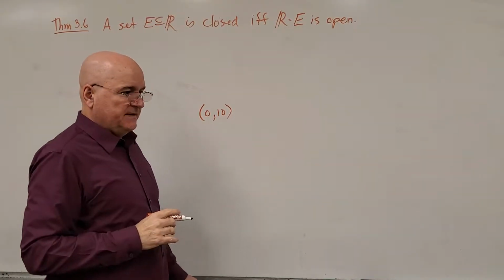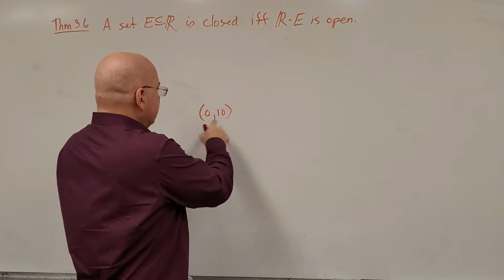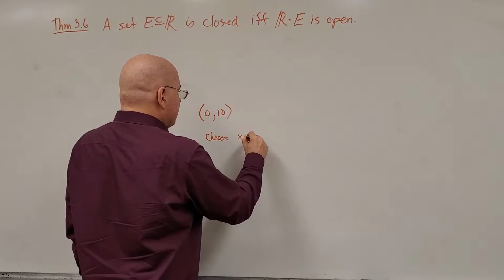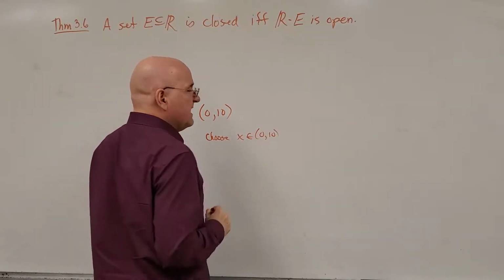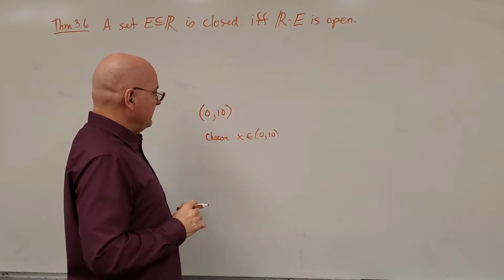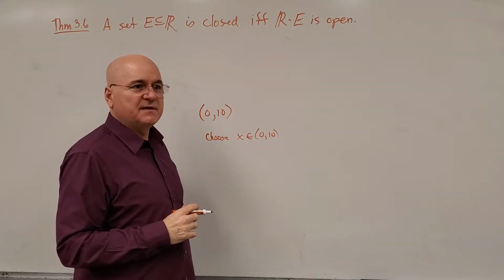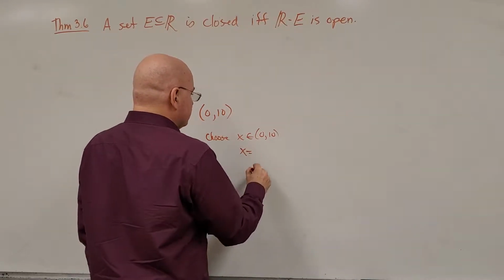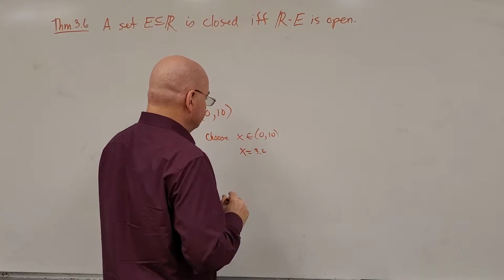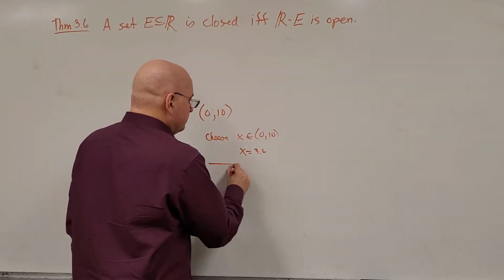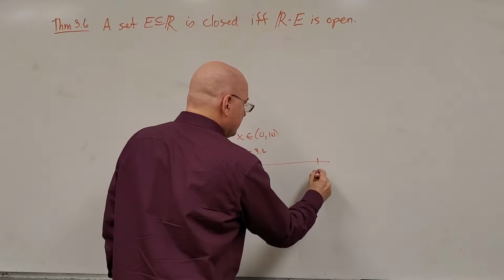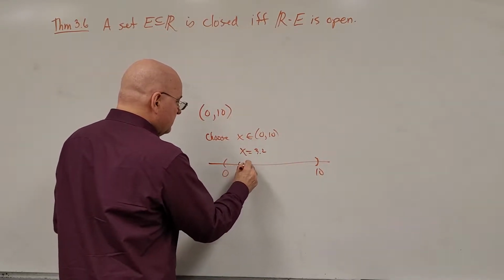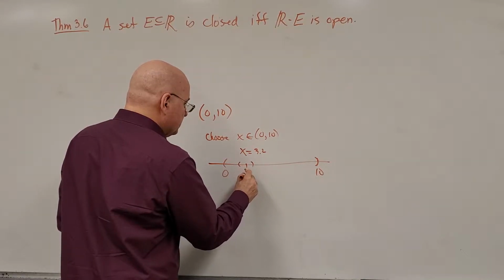Why is this an open set? Well, by the definition, choose any number in here. Choose x inside the interval from 0 to 10. I think rather than proving this, I'm simply going to say that let's choose x equals 3.2. Well, 3.2, that's 0 on the number line, and that's 10 on the number line. 3.2, you can draw, this would be 3.2.